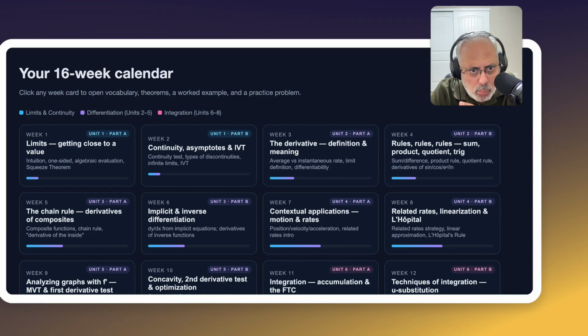You can create more, a calendar with 20 weeks or 24 weeks. This is something that you can manage. You can be flexible. But I created this 16-week calendar because this is more or less a semester course. And that's why I put a 16-week calendar. Okay, you have it right there in front of you.